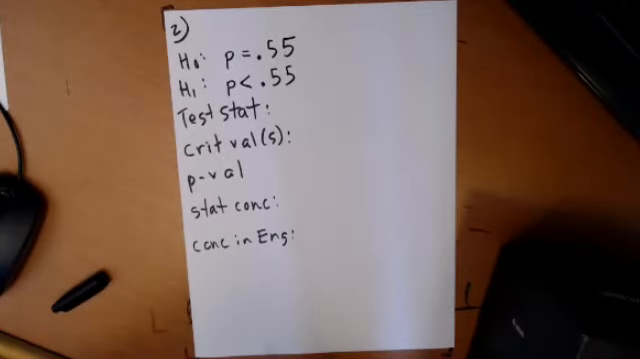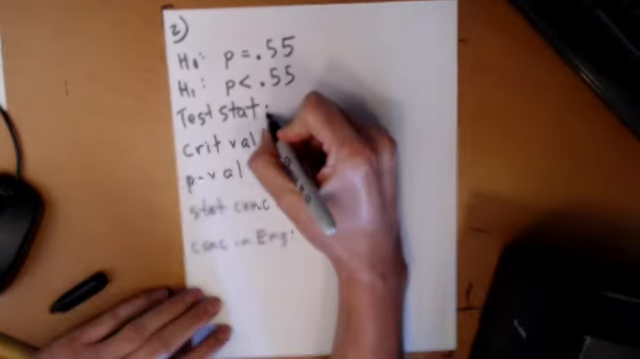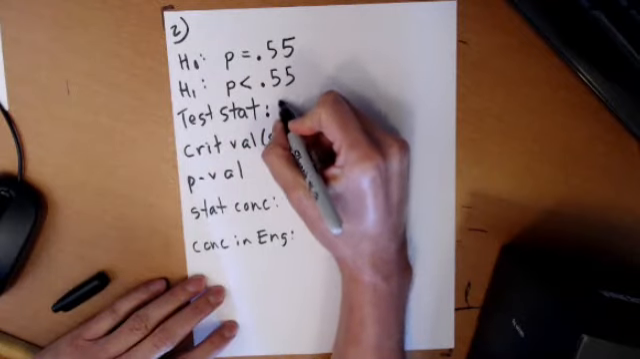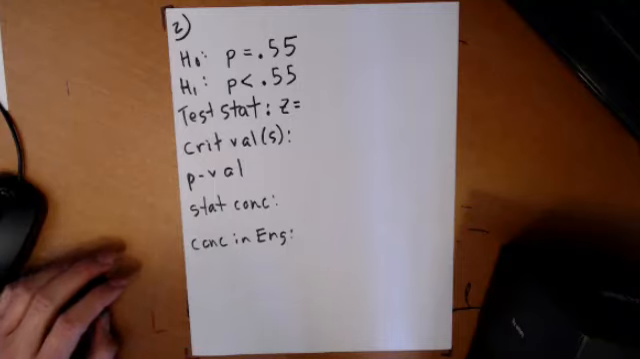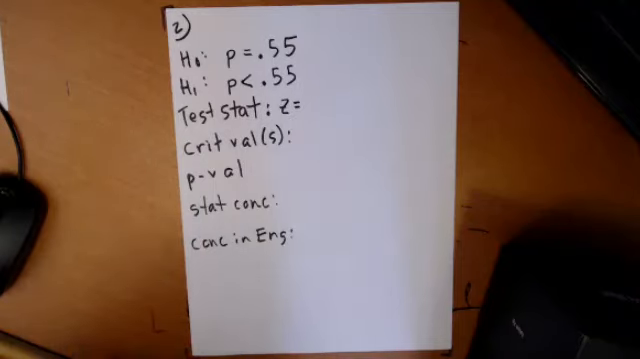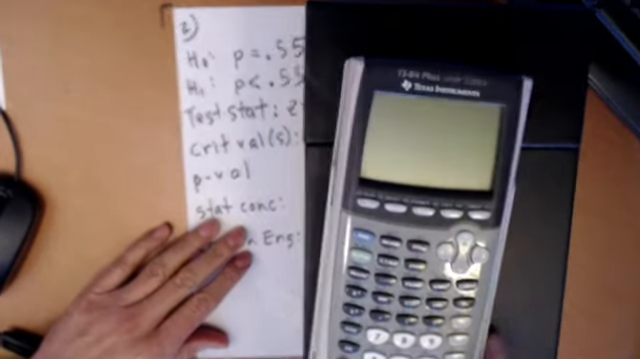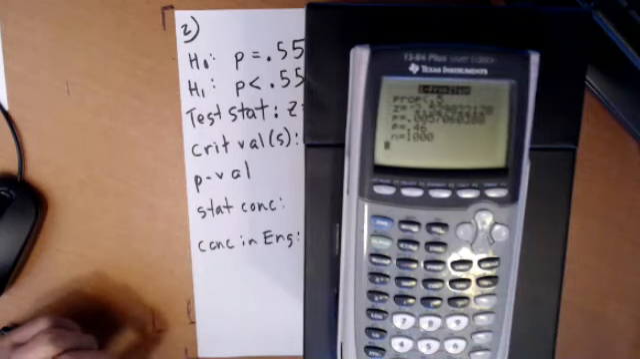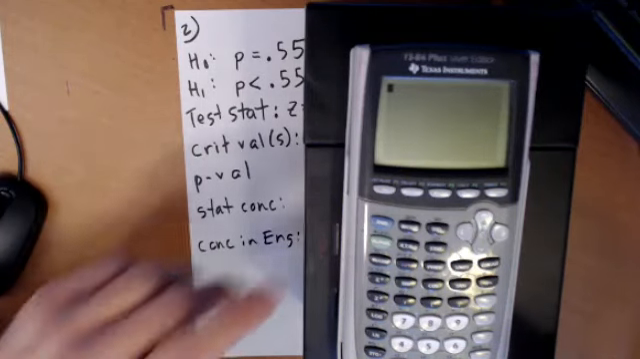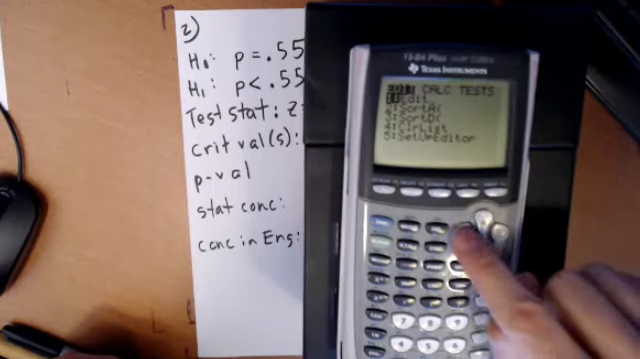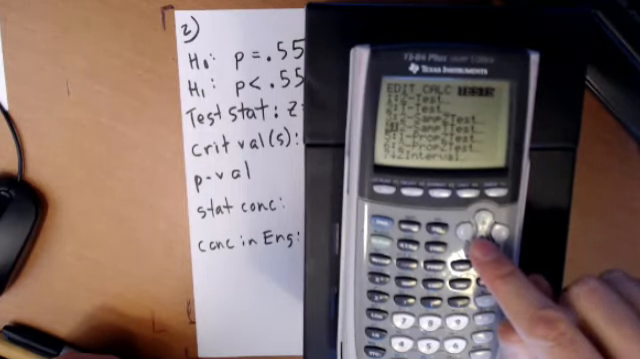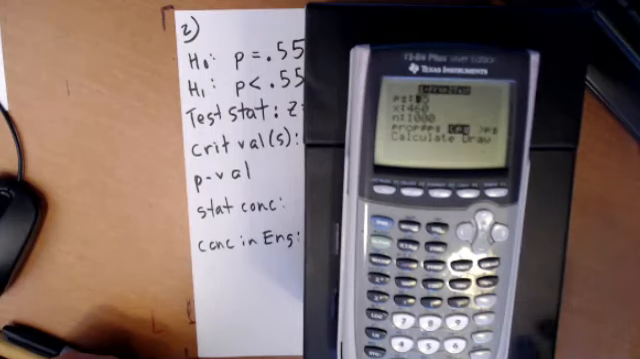Test stat. It's that same test stat we had before, the ugly formula: P hat minus P naught all over the square root of P naught times 1 minus P naught over N. But I'm just going to use my calculator. Turn it on, clear, go to my stat tests, 1 prop Z, our 1 prop Z test.